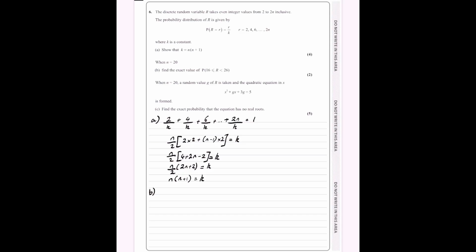For part B, this time it gives us n to be 20, so a quick calculation to work out k. 20 times 21 is 420. We're looking for values in between 16 and 26 for R. So those are going to be 16, 18, 20, 22, and 24. If we sum those together over 420, that simplifies to 100 over 420, simplifies down to 5 over 21.